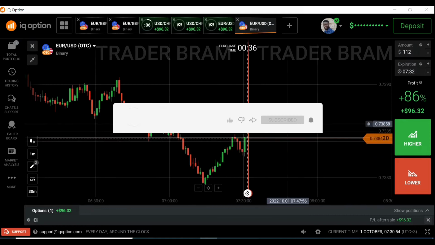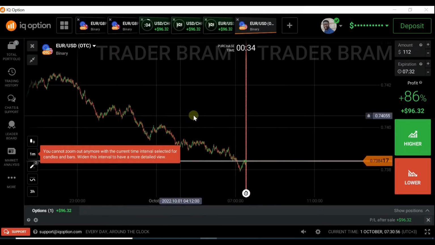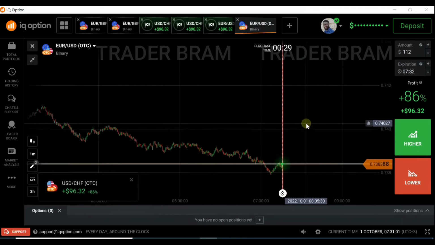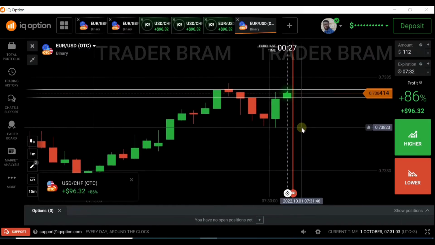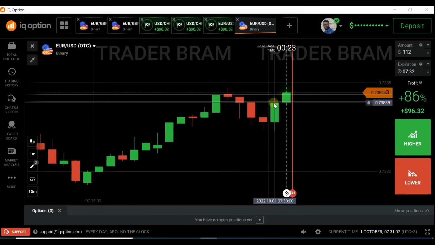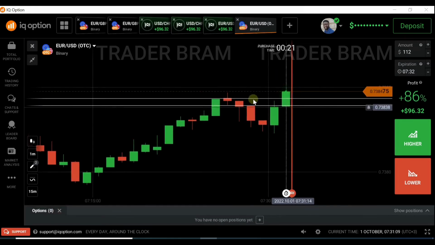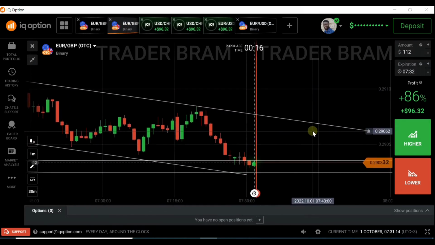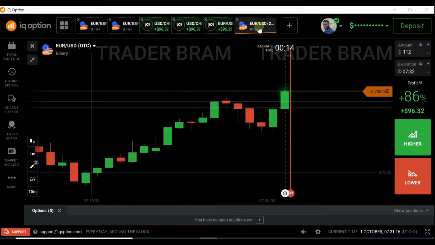So again, we are reversing. Let's check on the left if you can see any level. So we don't have any level. So we'll wait for this candle to close because we've closed below the level of support and resistance. So we need a confirmation candle for us to take a put option if we have to. Here we are still moving more down.